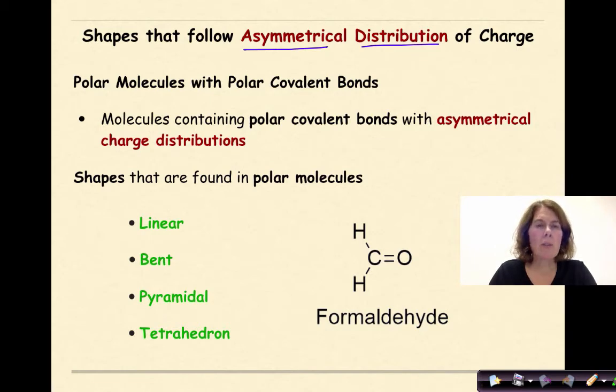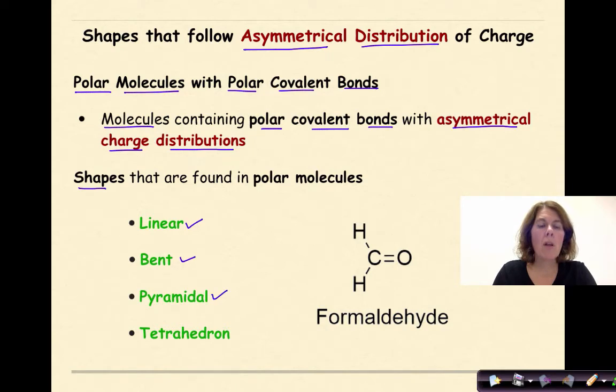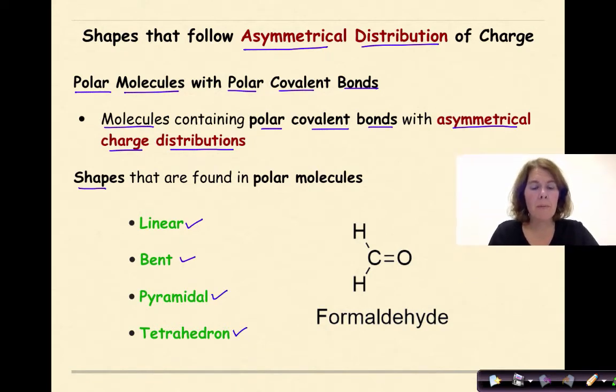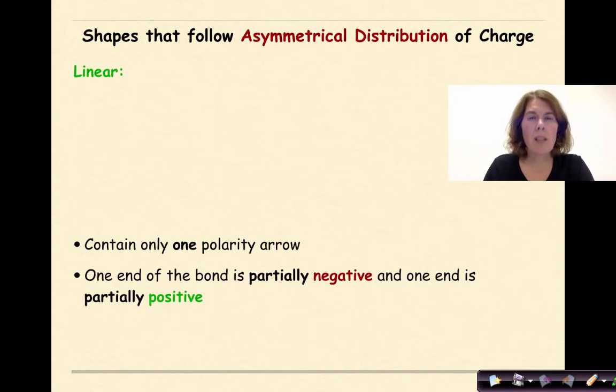So we're going to look specifically at polar molecules with polar covalent bonds. Molecules containing polar covalent bonds with asymmetrical charge distributions is what we're looking for specifically. The shapes that are found in these types of molecules include linear, bent, pyramidal, and tetrahedron, or you might hear the term tetrahedral. The first one that we're going to look at is a linear example.